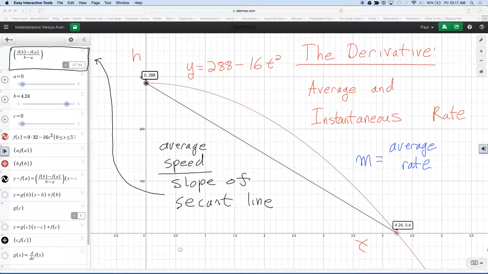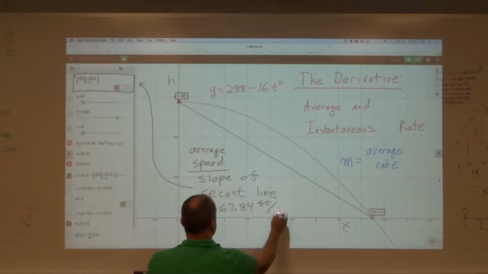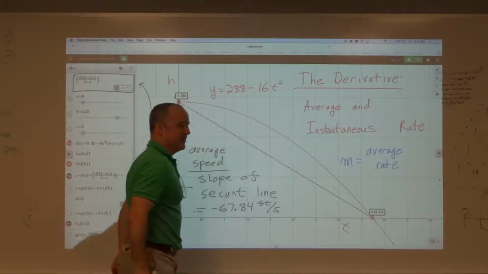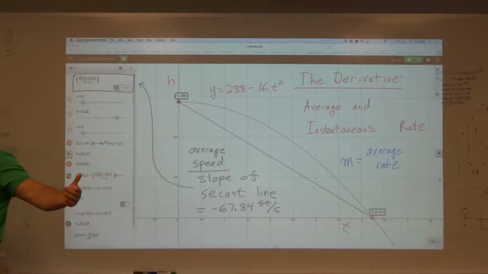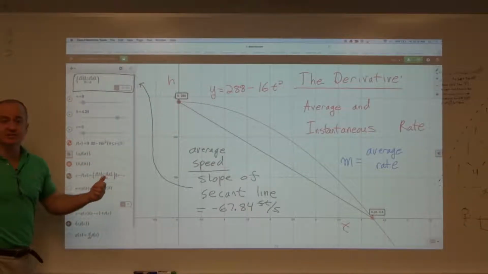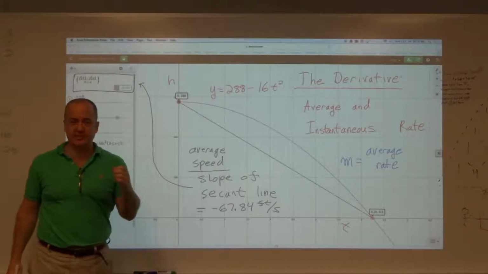So the average speed of this falling object, the average speed beginning at 0 and ending at something, that average speed is the slope of the secant line. That equals negative 67.84. And the way I've set this up, this will be feet per second. That's still pretty fast, covering twice the length of this classroom in 1/1000. You wouldn't want to hit the ground at that speed.